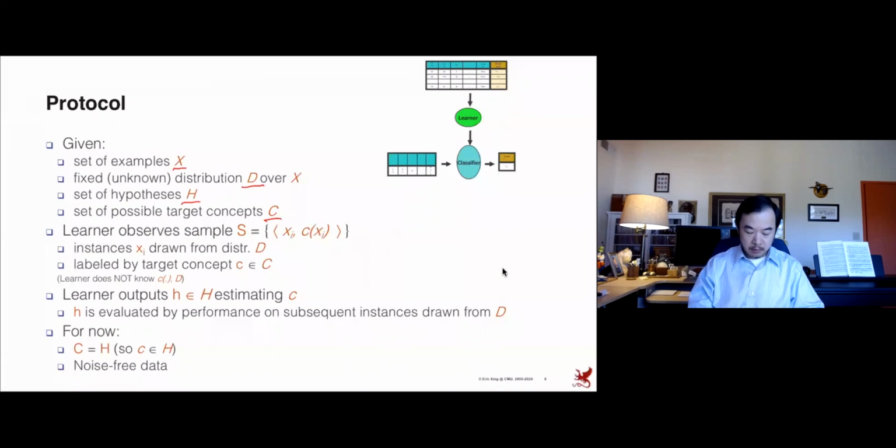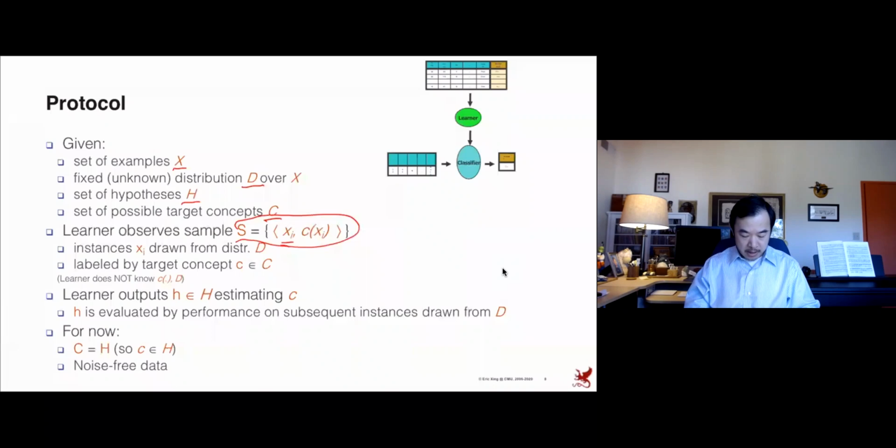And then the learner will observe this set. The set is labeled, but more importantly, we assume that the examples in the training set also come from that true distribution. Even though we don't know what the distribution is, we assume that the data come from that distribution. Therefore, the training and also the future testing data follow the same distribution. So this is a very important simplification which allows the analysis to be carried out more straightforwardly.